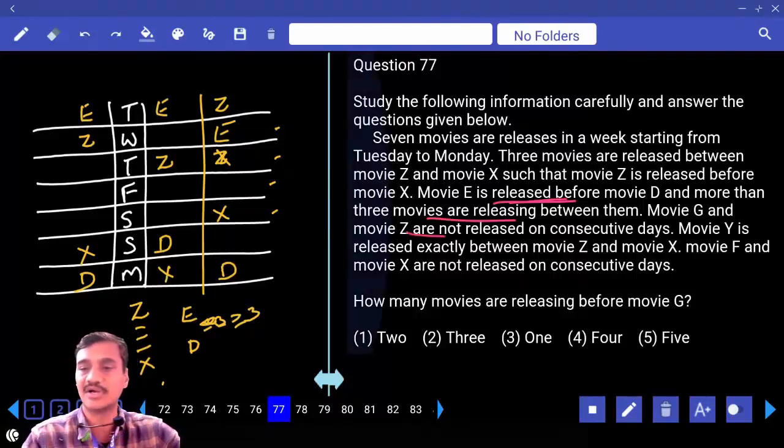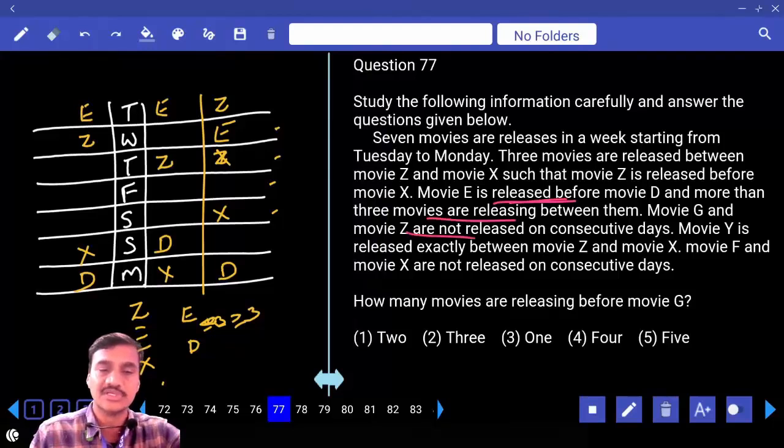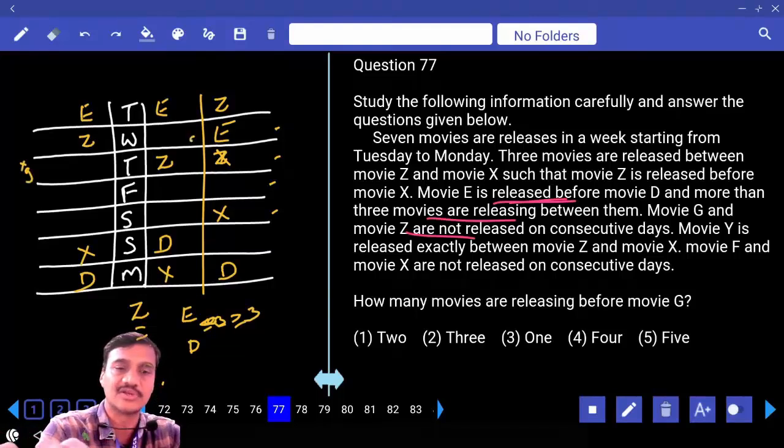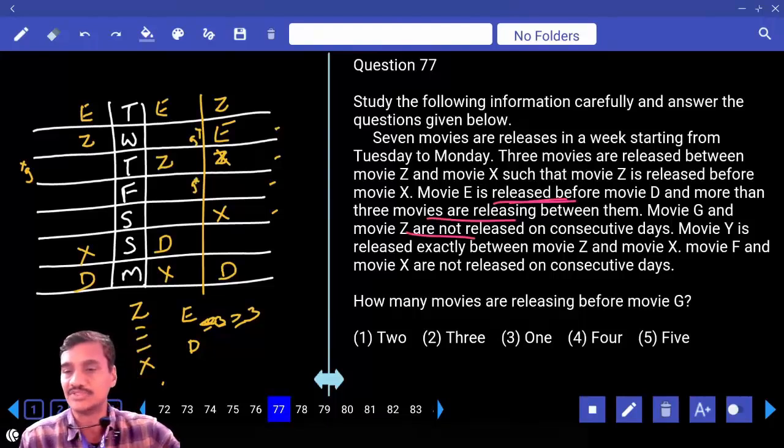And G and Z are not released on consecutive days. G and Z cannot be on consecutive days. Hence, G cannot be here. Now in this case, G cannot be in these 2 places. G and Z are not adjacent to each other.